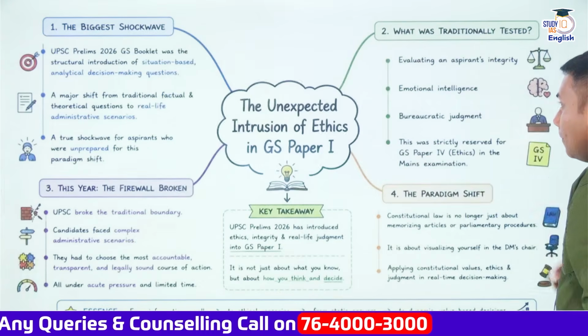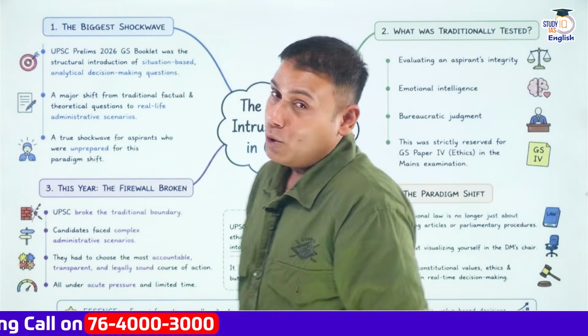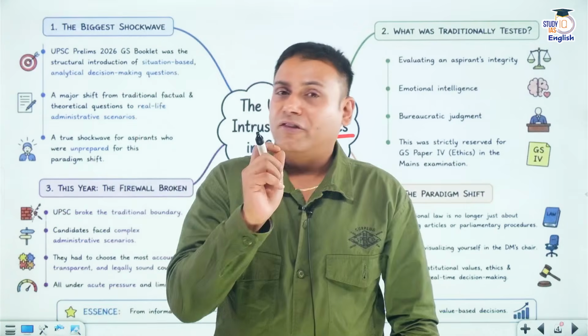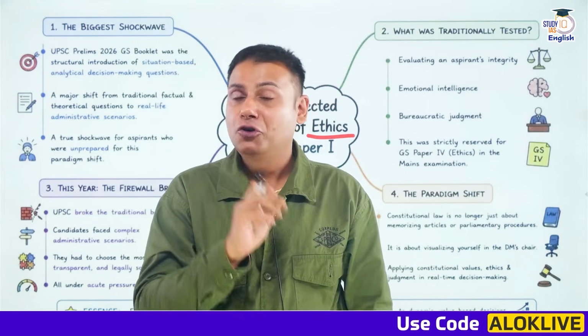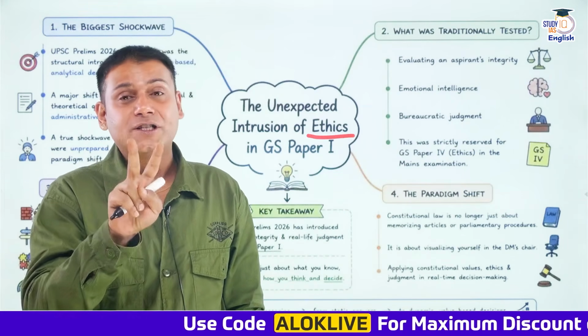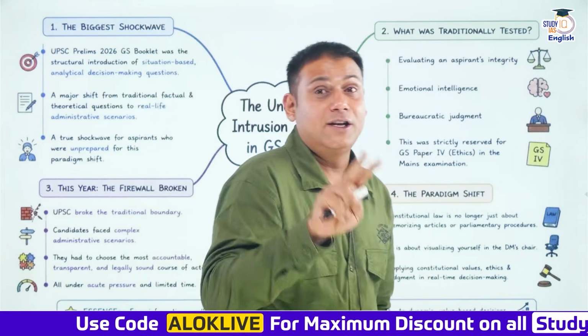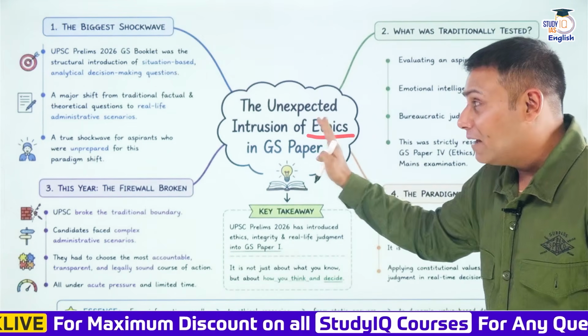Moving ahead, the unexpected intrusion of ethics in GS Paper 1. Ethics is GS Paper 4 of the Mains examination, 250 marks. But this year there were 2 questions in the Prelims examination related to ethics. So it was a completely unexpected entry.